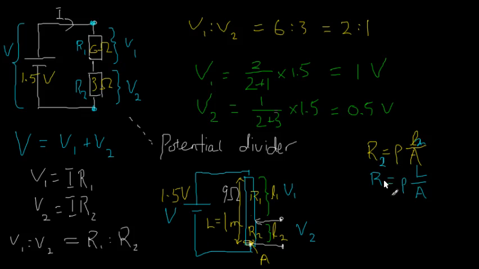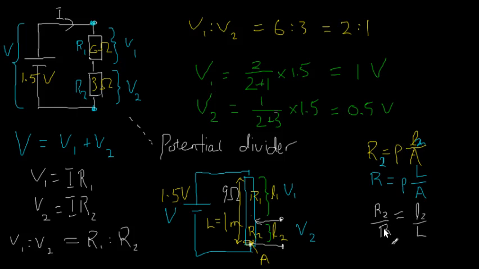Okay, so if I divide these two, I'll get R2 over R, this resistance, R2 over the full resistance, which is big R, is L2 over L, because the rho and the A cancel when I divide this.